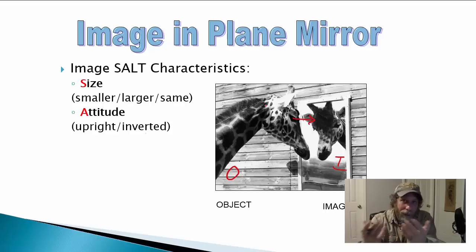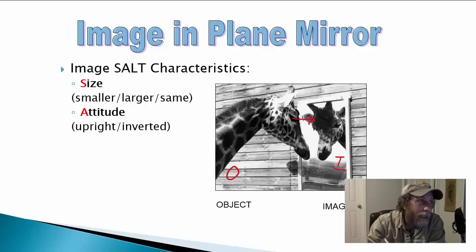If the object is upright, the image is upright. If the object was upright and the image was like this, that would be called inverted. Now that will happen in some types of mirrors, but not in the plane mirror. All right, so that's why we're doing it. It seems obvious, but just wait, it's gonna get a little freaky.